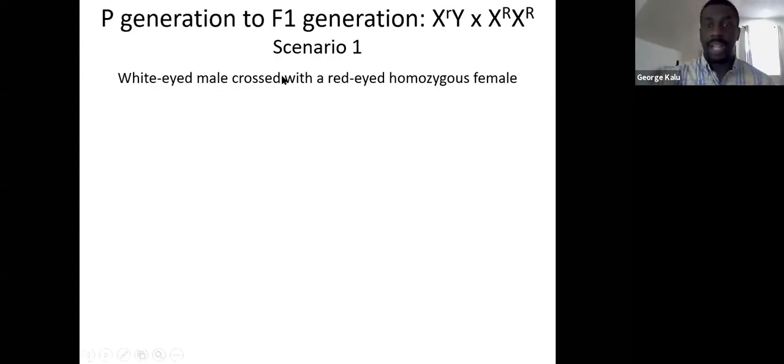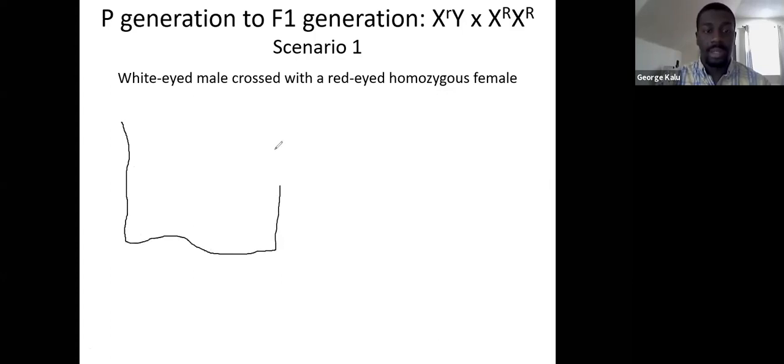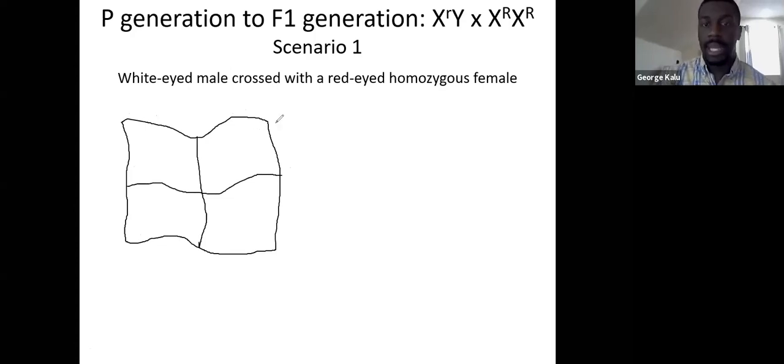I've got a few examples of our X-linked traits. And here we have a white-eyed male, and we cross it with a red-eyed homozygous female. So we're going to go ahead and do this Punnett square here. Here's our Punnett square. All right, so if we have a white-eyed male, again, the white eyes is recessive. So what would the male's genotype be?